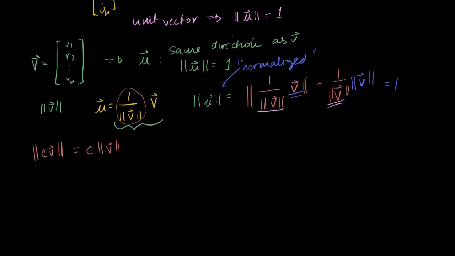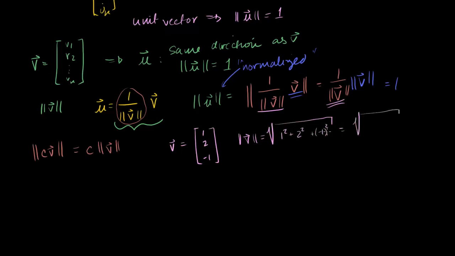Let's say I have some vector v, and it's in R3. Let's say it's 1, 2, minus 1. What is the length of v? The length of v is equal to the square root of 1 squared plus 2 squared plus minus 1 squared, and that is equal to the square root of what? 1 plus 4 plus 1, square root of 6. So that is the length of v.